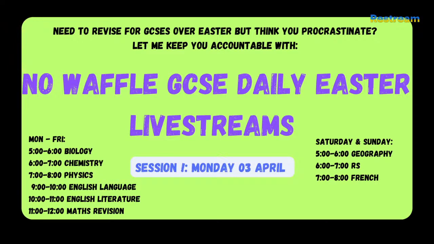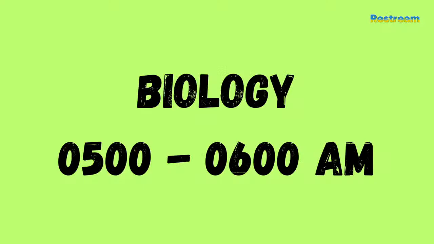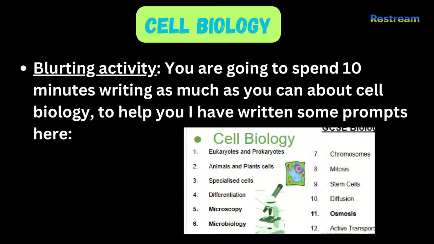So, let's begin. On our schedule today, it says that we're going to be doing biology first, between 5 a.m. to 6 a.m. So now we're going to be looking at cell biology. What I would like you to do is spend 10 minutes writing as much as you can about cell biology and use these 12 prompts here to help you. You can do this on an A4 page, you can do this online, however you find best. I'm going to give you 10 minutes to write as much as you can, and then we're going to go through it together. You may begin now.